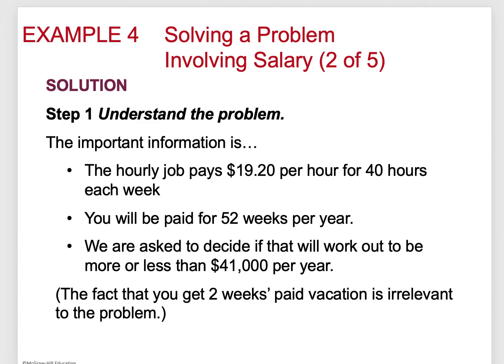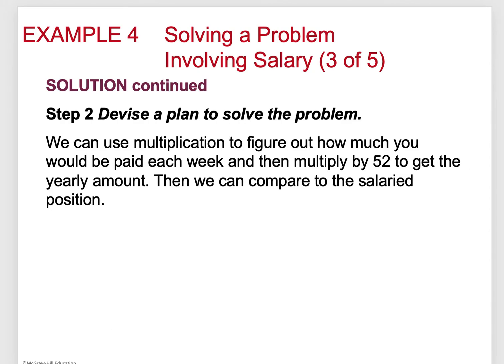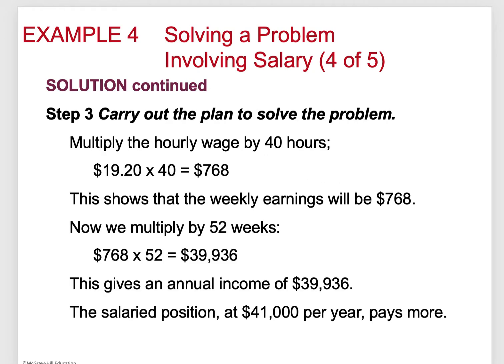And the fact that we get 2 weeks paid vacation doesn't matter because it's paid. If it was unpaid vacation, then that could matter, but this paid vacation doesn't matter. So I can use multiplication to find out how much I'm paid each week and then multiply it by 52. If I make $19.20 an hour, I would do $19.20 times the 40 hours that I work from the problem, and that's $768 a week.